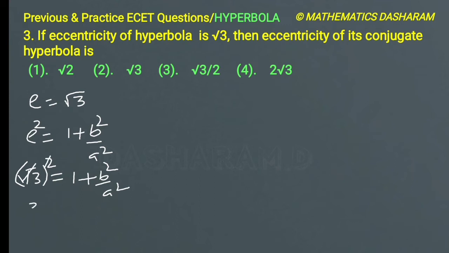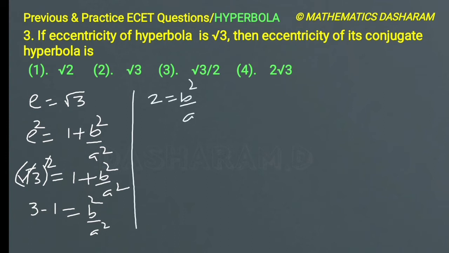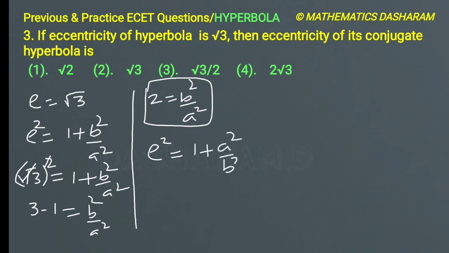Square root cancel. 3 minus 1 equals B square divided by A square. So 3 minus 1 is 2, equals B square divided by A square. Next it is asking what is the eccentricity of its conjugate hyperbola. The eccentricity formula of the conjugate hyperbola is E square equals 1 plus A square divided by B square.